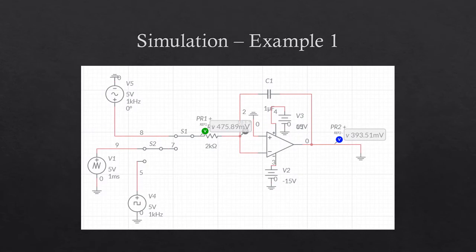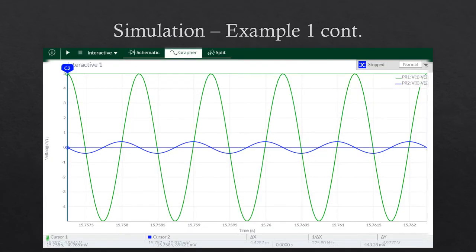So here is the simulation for that first example. This is just the example circuit to show you how it was done. And here is the graph of the output and the input of the circuit shown in the previous slide. The green wave represents the input voltage and the blue wave represents the output voltage.